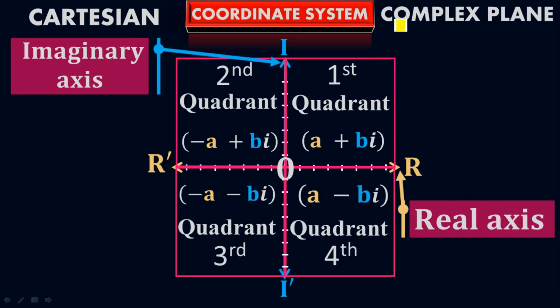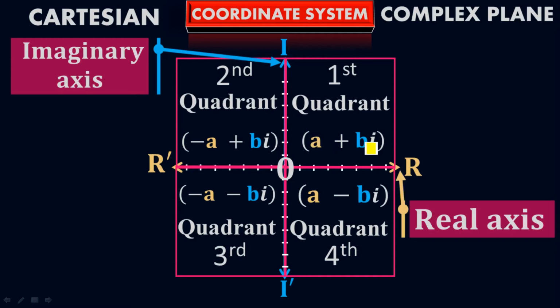Since we are talking about the complex plane, we are taking complex numbers. Look, in the xy plane we had x and y, negative x, positive y, negative x, negative y, positive x, negative y. But for the complex plane we have a complex number. This a is like x. This b iota is like y.